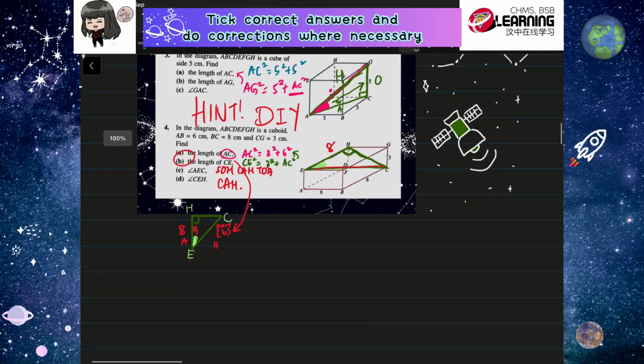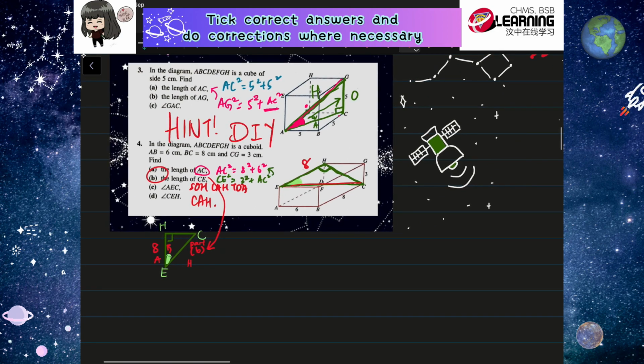Let's look at question 3, 4. For those who don't know how to do questions 3 and 4, I already sent you the hint in a previous lesson. So for now, I'm going to write down all the answers for you. Please compare your answer with mine. Start from question number 3A.